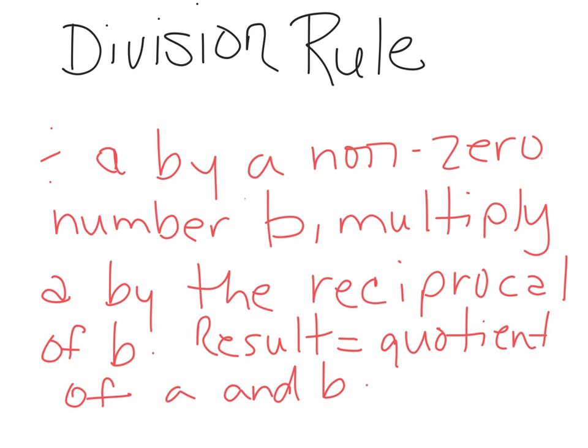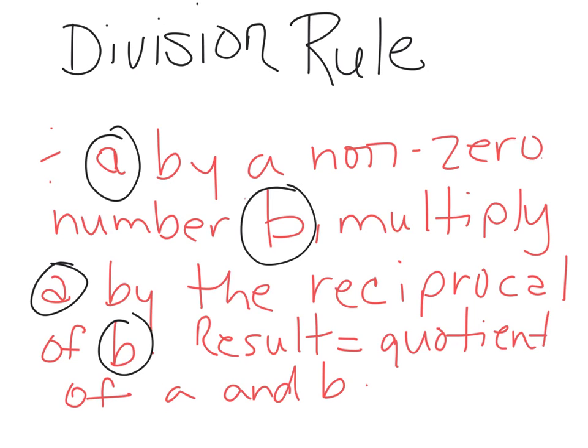Now, there's a division rule, so we have the inverse property of multiplication, and now we have a division rule. And basically, to divide a by a non-zero number b, you multiply a by the reciprocal of b, and the result is going to be the quotient of a and b. I know, it's kind of confusing, but let me show you on the next screen what I mean.